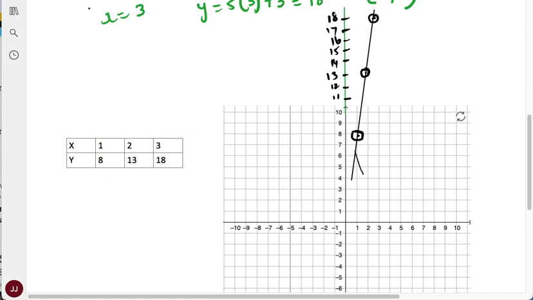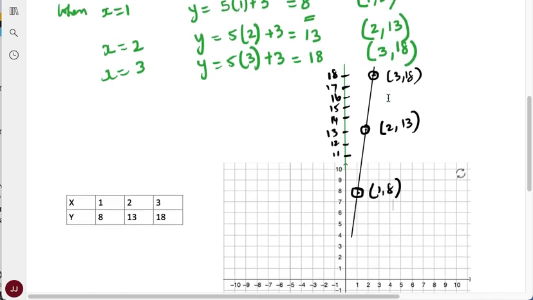We have the curve, and this is the point 2 comma 13, and this is the point 3 comma 18, and this is the point 1 comma 8, and this is going to be the equation. This is going to be our equation. y is equal to 5x plus 3.